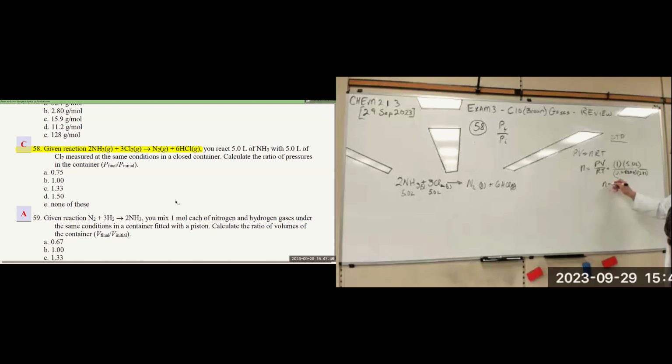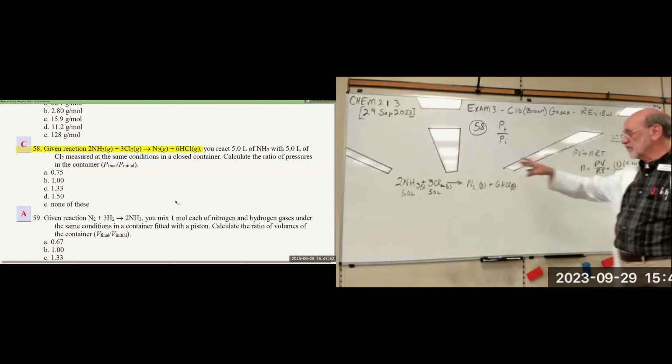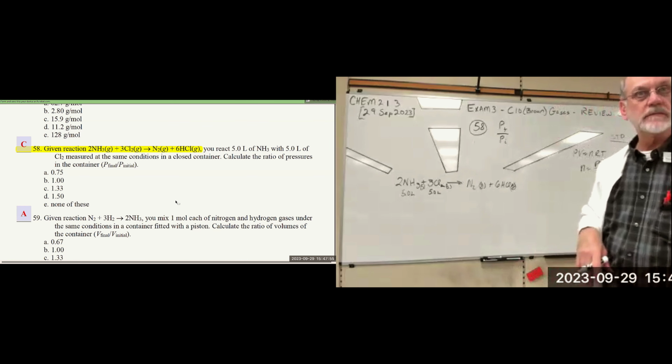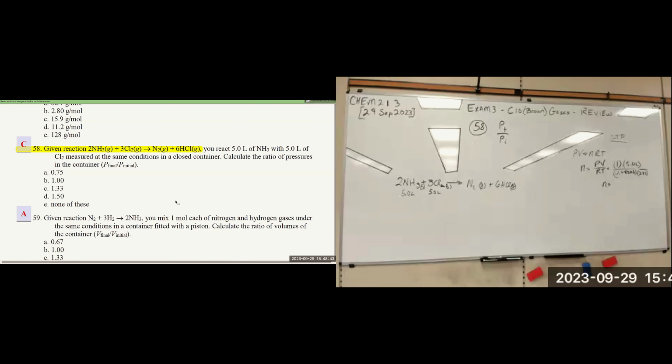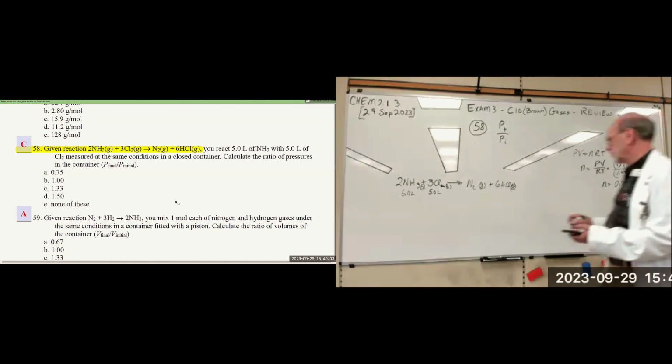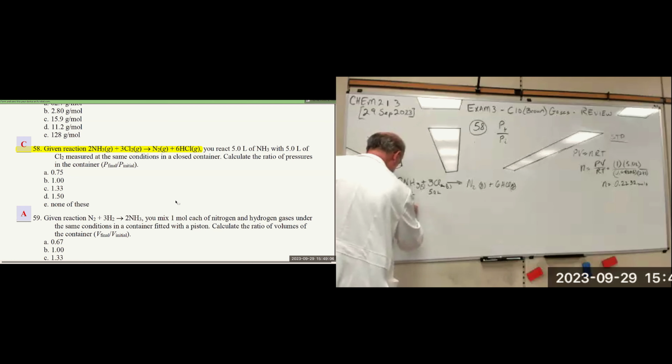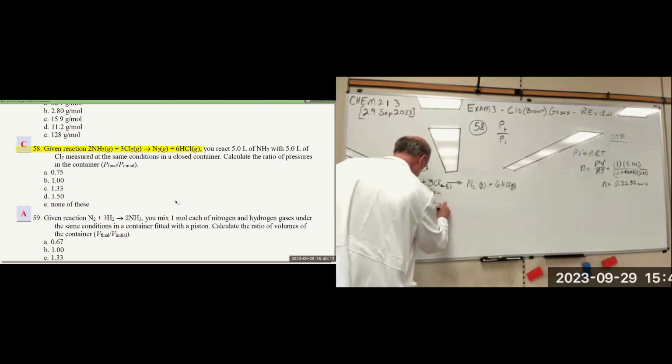Now we can calculate the number of moles of ammonia. And in fact, this will be the same number of moles of chlorine. Let me try that one again. 5 divided by 0.08206, and then 273 divided into that. I get 0.2232 moles.